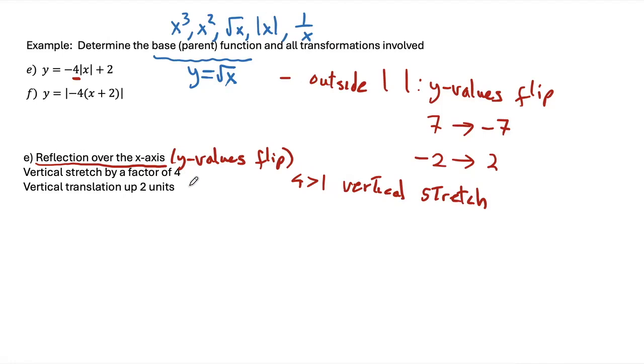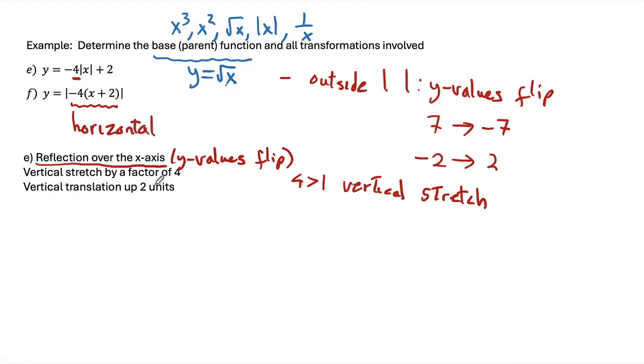Next, I see a plus 2 added to the y values. So plus 2 outside of the absolute value added at the very end of the equation is going to move up all of your y values 2 units. Vertical translation up 2 units. Look at question F. Everything I said, the negative, the 4, and the plus 2, they're all happening again, but this time it's inside of the absolute value. So all of these are going to be horizontal transformations. They're going to be affecting x.